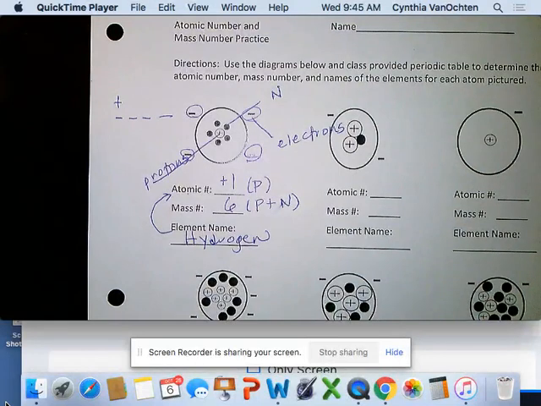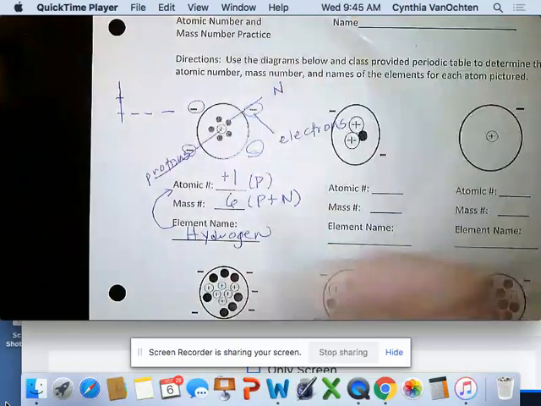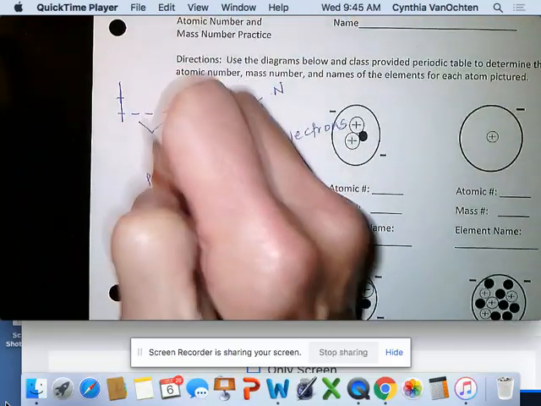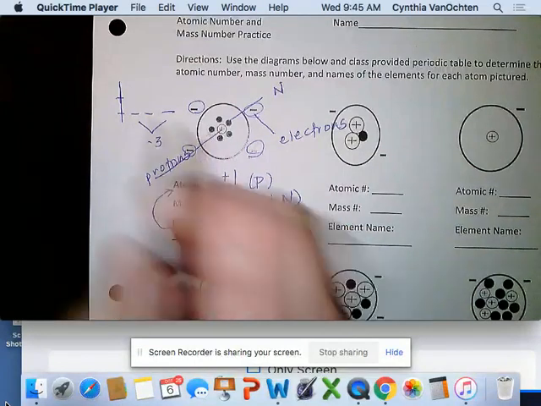So sometimes atoms are charged. They have a charge to them because the number of protons and electrons are not equal. So these will cancel each other out, but then we have 3 extra negatives. So how we would write this is hydrogen.